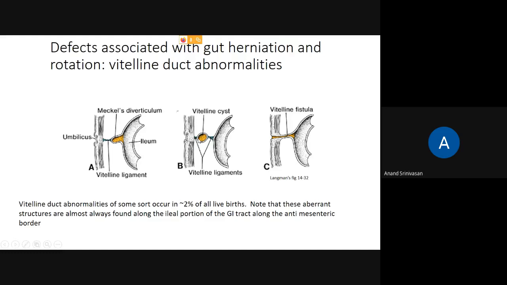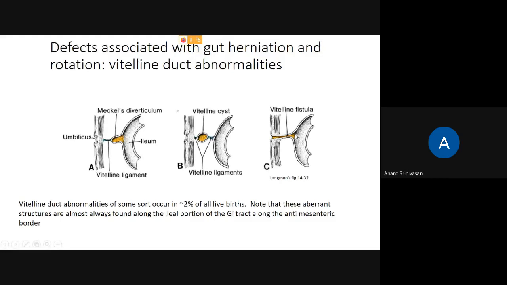Both the proximal and the distal parts get obliterated, whereas the middle portion remains like a cyst. That is called a vitelline cyst. So sometimes you might note a small swelling in the umbilicus, behind the umbilicus. That can be because of the vitelline cyst.